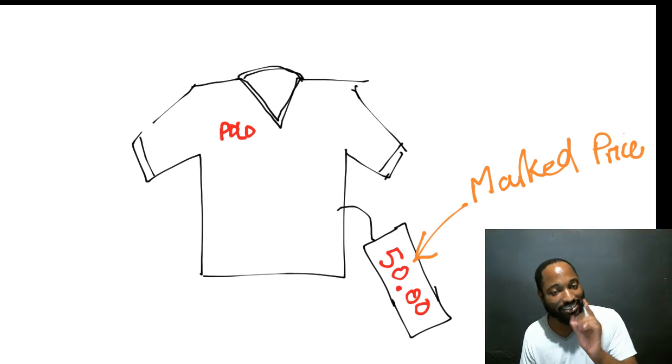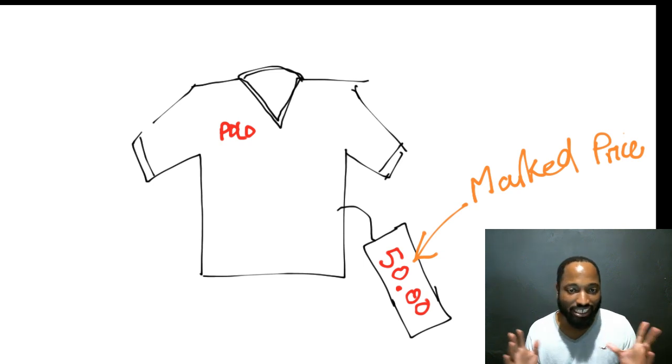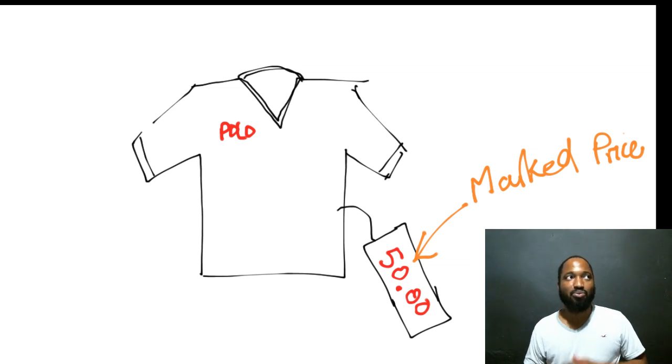But there are some cases where the selling price is not the marked price. Could you think of a case where the selling price will not be the marked price? The marked price is usually the selling price. The selling price is how much you pay, how much you pay for the shirt, for the polo, for Ralph Lauren. Discount is a situation where that could happen.